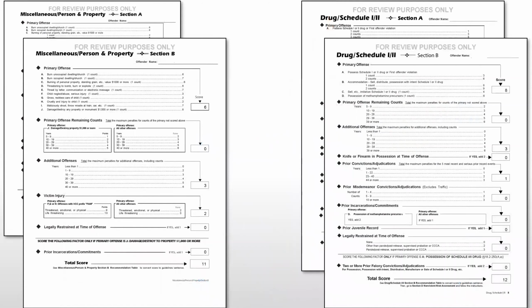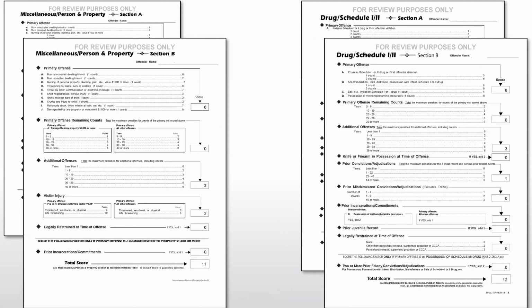Now, in all cases, you go back to worksheet A, and in some cases, you may not even make it over to section C, but you still go to section C when you're trying to select your primary offense, and there's a tie with the statutory maximum. In this case, we don't make it over to section C.